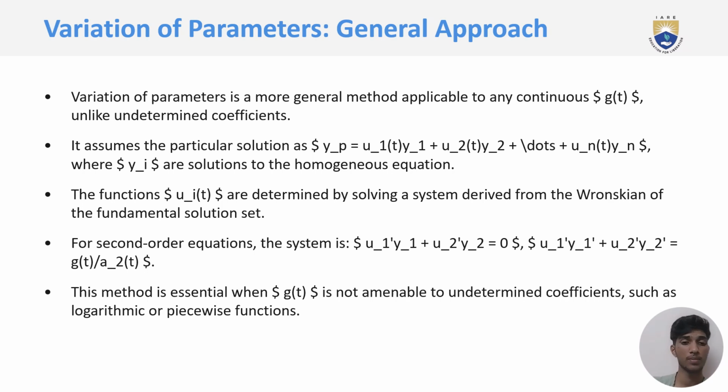Variation of parameters. The variation of parameters method is a more general technique for solving non-homogeneous equations. Unlike undetermined coefficients, it works for any type of forcing function. In this method, the constants in the complementary solution are replaced with functions of time. These functions are determined by solving a system of equations. The process involves calculating the Wronskian determinant of the solution set. Although the method is mathematically complex, it is very powerful and widely used.